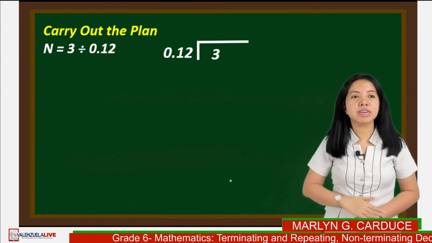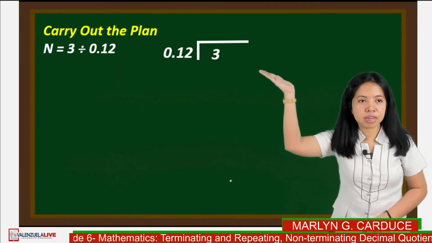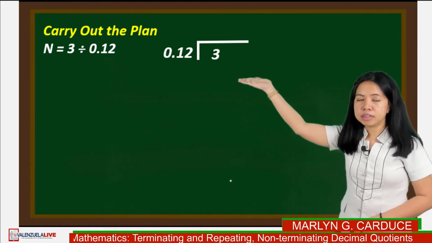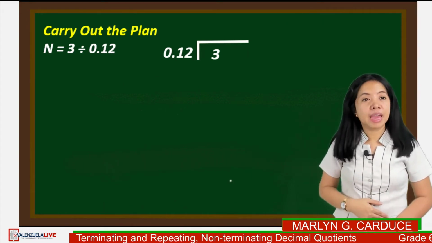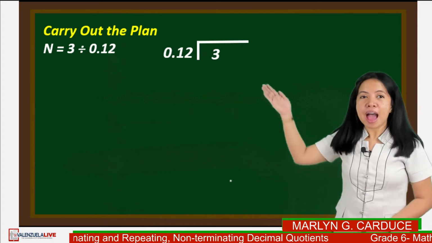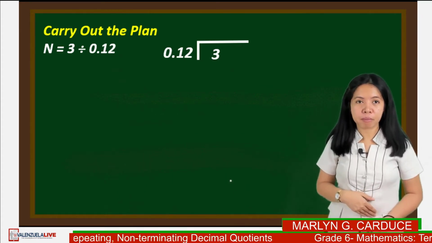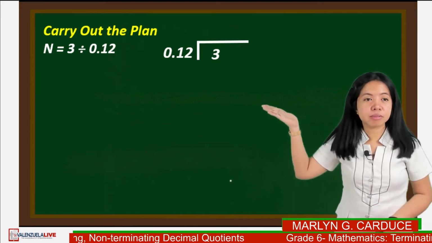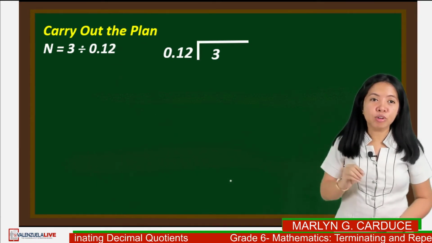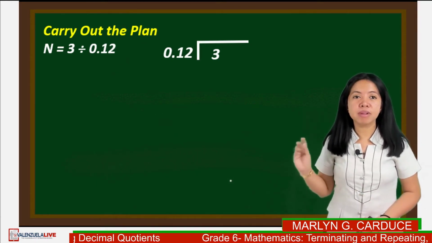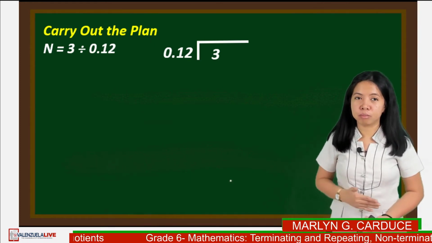Okay, so as you can see, 3 will be our dividend. So it will be written inside the division symbol, and 1,200 will be our divisor. So it will be written outside the division symbol. And also, our divisor has a decimal point, or is in decimal form. So to solve this division problem, we will move the decimal point from left to right until the divisor becomes a whole number.